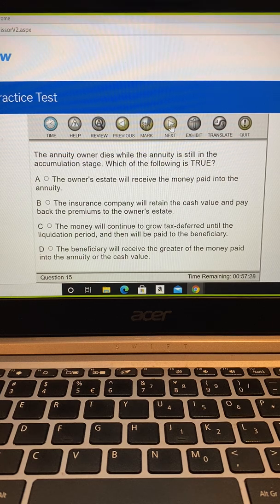Okay. The annuity owner dies while the annuity is still in the accumulation stage. Which of the following is true? It would be A if I'm not mistaken. No. Keep reading. The reason A is not true is because the money only goes to your estate if you don't have a beneficiary. But keep reading. Okay, then D. Would you say the answer is D? Exactly.